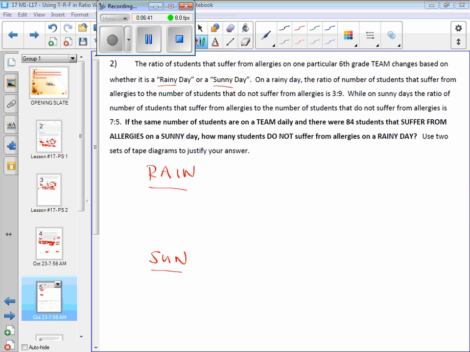What 2 quantities are getting compared? Jack. All right. How do you want to say that? What label do you want to use for suffering from allergies and not suffering from allergies? Tell me what you want to do. A to NA, allergies and no allergies. That sounds good. And that's going to hold true for the sunny day as well.